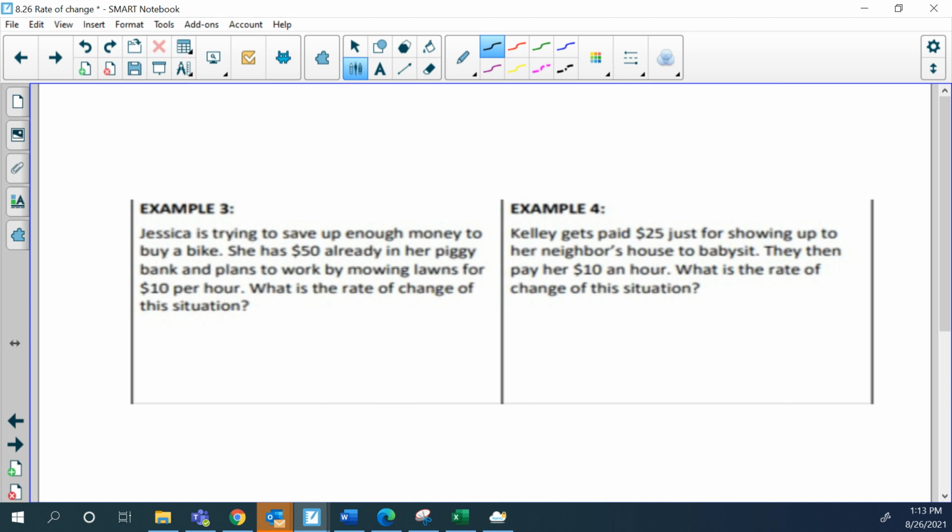All right, let me zoom in a little bit so you guys can see this a little bit clearer. So here, Jessica is trying to save up enough money to buy a bike. She has $50 already in her piggy bank, and she plans on working by mowing lawns for $10 per hour. And it asks what is the rate of change. Now, when you have word problems, if you see any term like per day or per month, anything per, that's your cue. That is the rate of change, and the number is the slope.